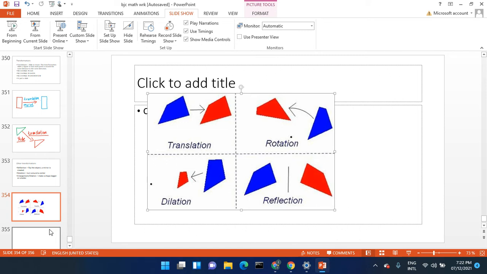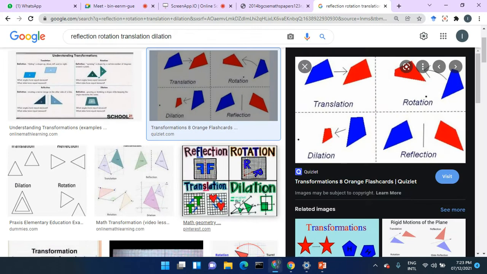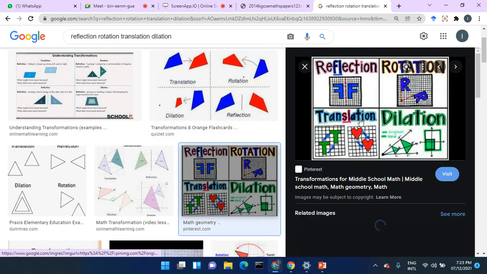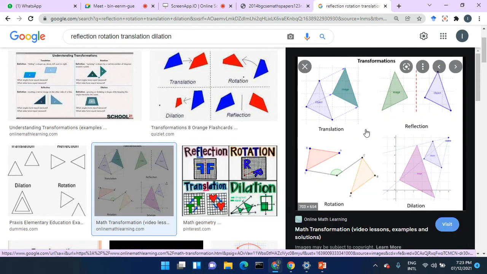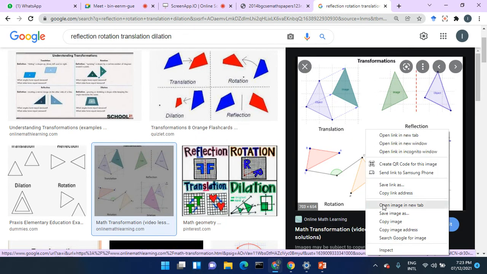If that's not clear to you, this is another one that makes it sort of clear. Reflection is a mirror image. Rotation, we are turning it about a point. Dilation, we are making it bigger or smaller. Translation, we are simply moving the image. I like this one. This one makes the point clear too.